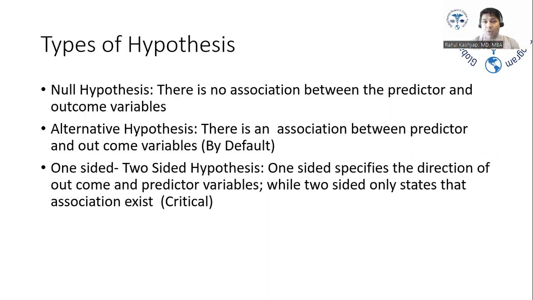When you have commitment phobia, you just say, I don't know which direction it's going in, and you say there's some association. Or sometimes you say yes, it helps, or this thing causes problems. That is your one-sided hypothesis. Two-sided, you don't know which direction, you just say there's some association and that's it.